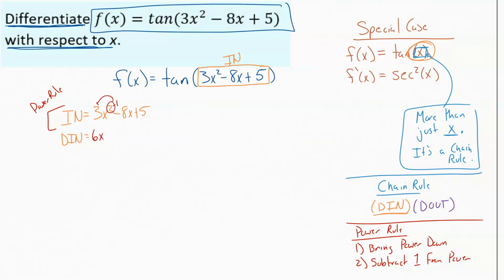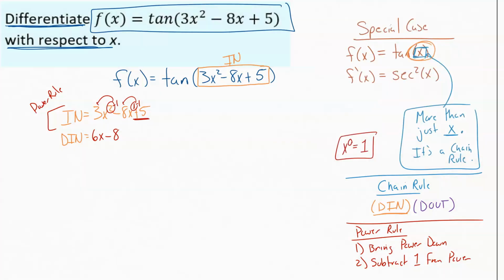Moving on to the next piece, negative 8x, there's an unwritten 1 on that x, remember, so I bring that 1 down. That gets me negative 8x, and then subtracting 1 from the power gets me x to the 0. And as you know, anything to the 0 power is always equal to 1, so we don't really need to write 8 times 1. And then the derivative of 5, the derivative of a constant, goes away.